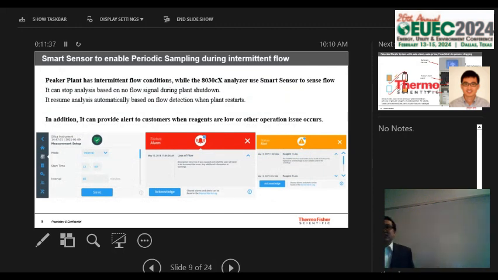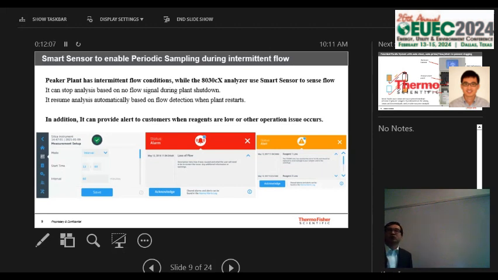So as we discussed, right, peaking plants have intermittent flow. So what do we do to deal with that? We have a smart sensor that detects whether we have sample water. If we have sample water, it will resume operation. But if you run out of sample water, then the analyzer will shut down by itself, because the smart flow sensor will notice, hey, there's no flow coming. I don't need to analyze. I don't need to waste my reagent. Everything is automatic, and it will give you an alarm like this.